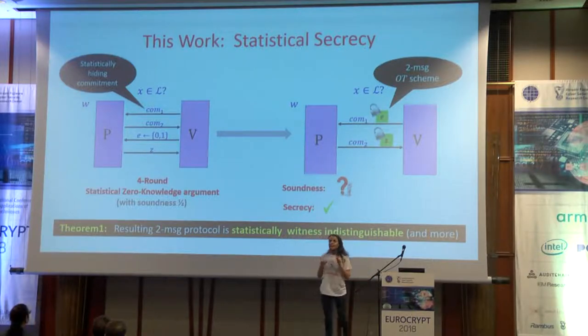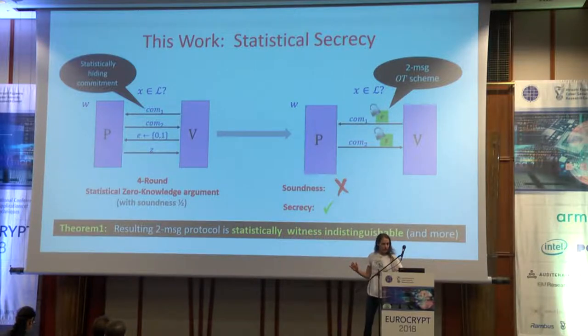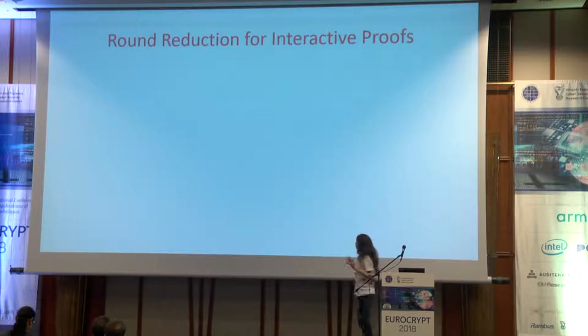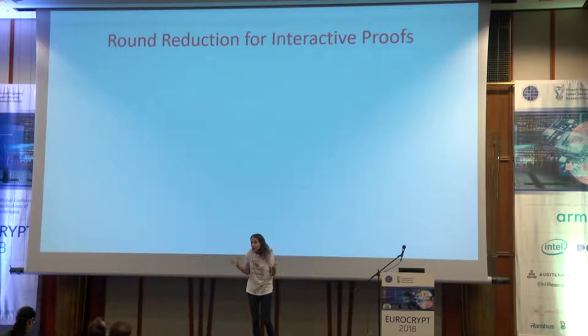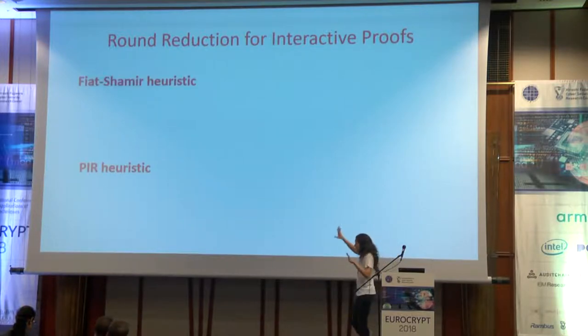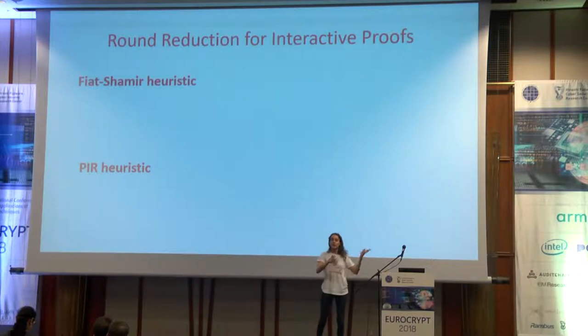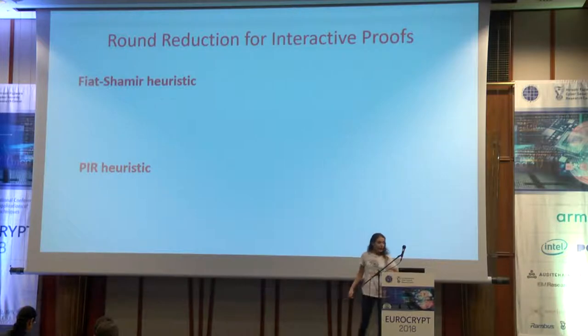And now let me take a little detour and tell you what the problem is. The idea of reducing rounds in interactive protocols is an extremely interesting problem, okay? There's a lot of research on it, and broadly speaking, there are two classes of ways of reducing interaction. One is using the Fiat-Shamir heuristic, and one is using what I mentioned, the FHE heuristic. And here's what we know.